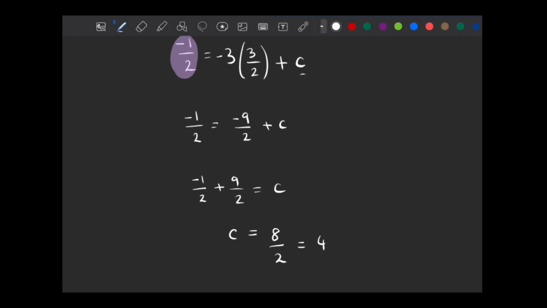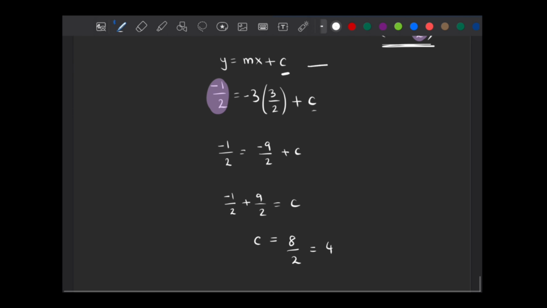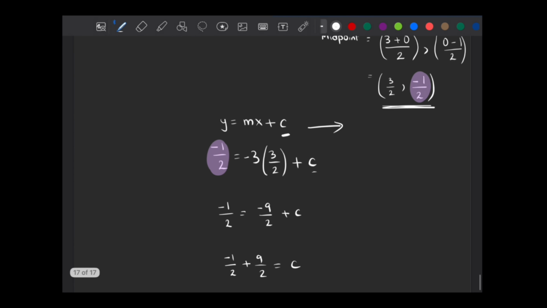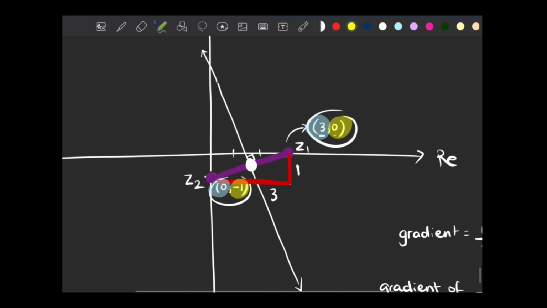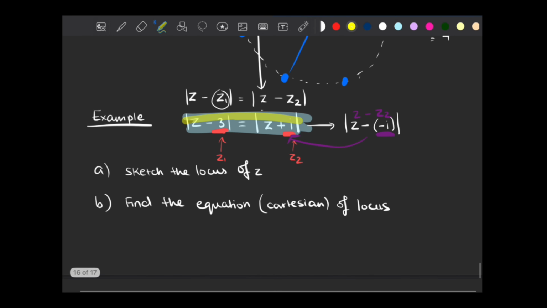So c equals 4. Let me plug all of the values we know into this equation. So the gradient is minus 3 and c is 4. So this is the Cartesian equation of the locus of points that are described by this condition.